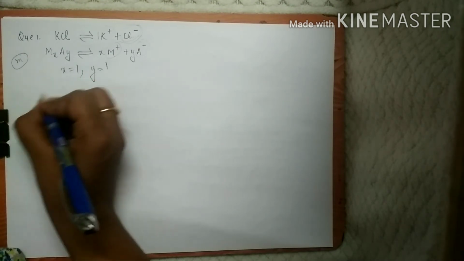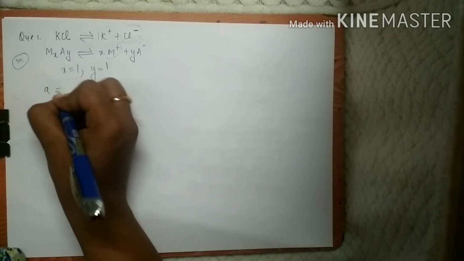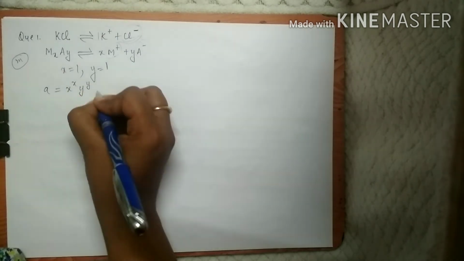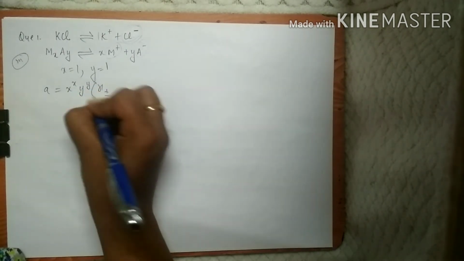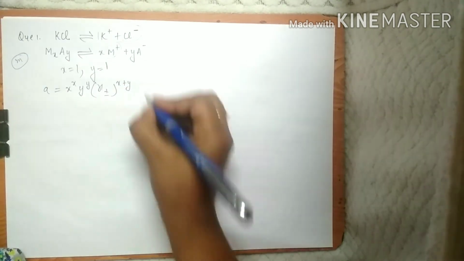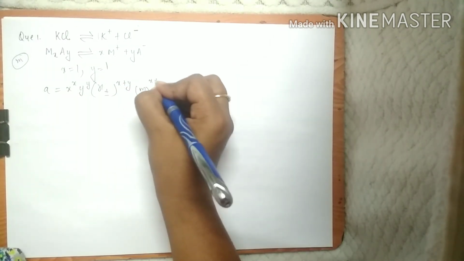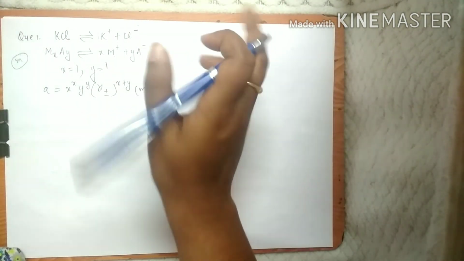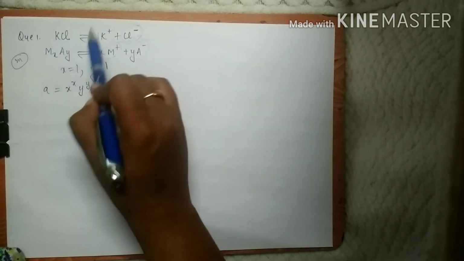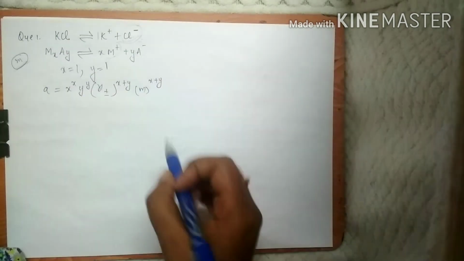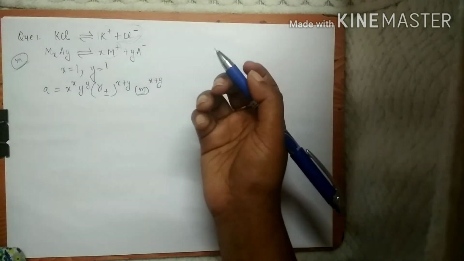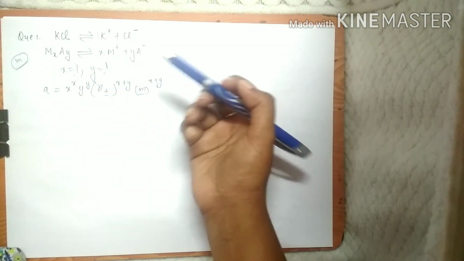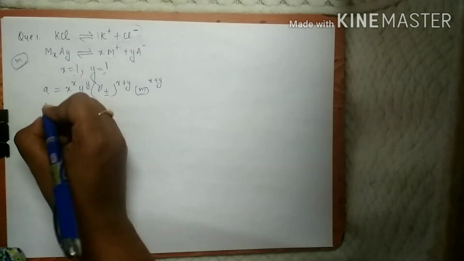So we had derived a formula: A is equal to x to the power x, y to the power y, gamma plus minus to the power x plus y, molality to the power x plus y. In this equation, I have said that the molality of the solution in this question is small m, so we are not going to change the value of this m, right? We just have to put the values of x and y, and now you know how you can find the values of x and y. So just put the values of x and y here.